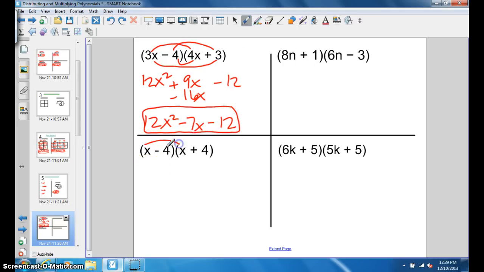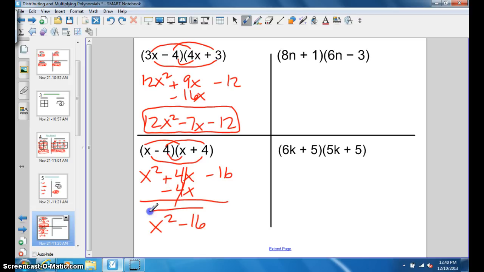Once again, I'm going to FOIL this. So first I get x squared, outside I get plus 4x, inside I get negative 4x, and our last term I get negative 16. Okay, so collect like terms, those go away, and we get x squared minus 16.